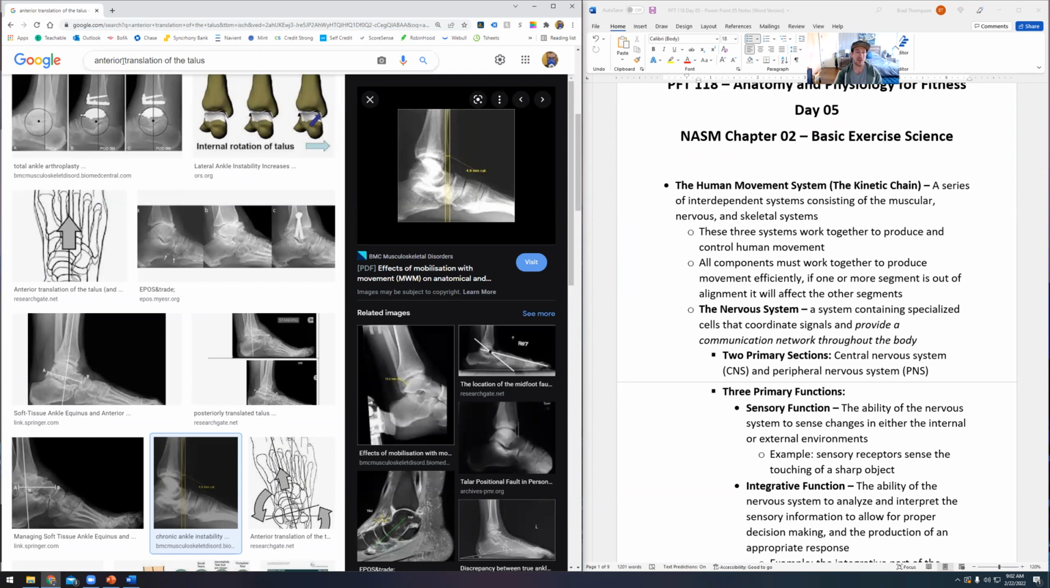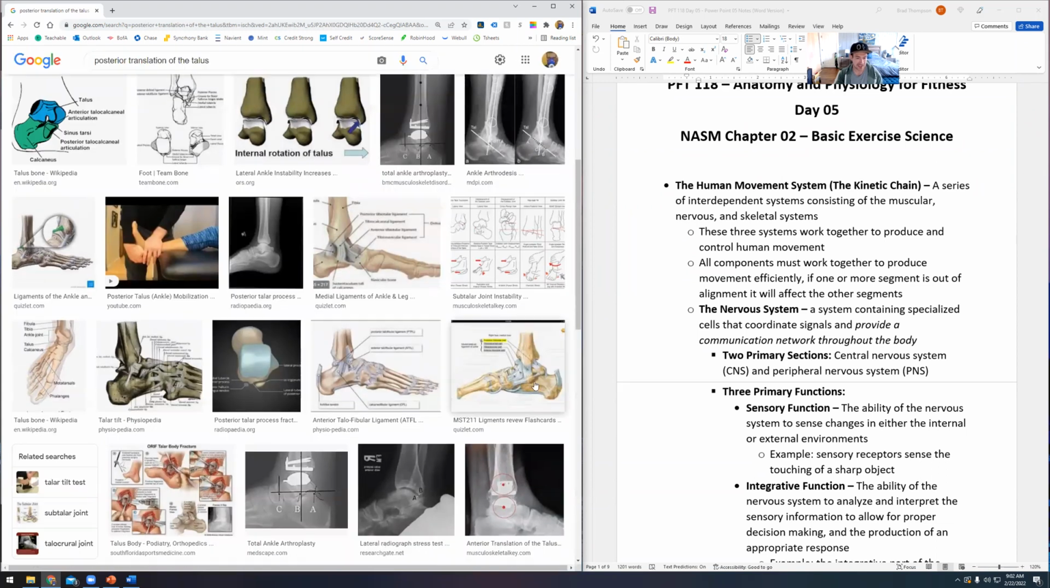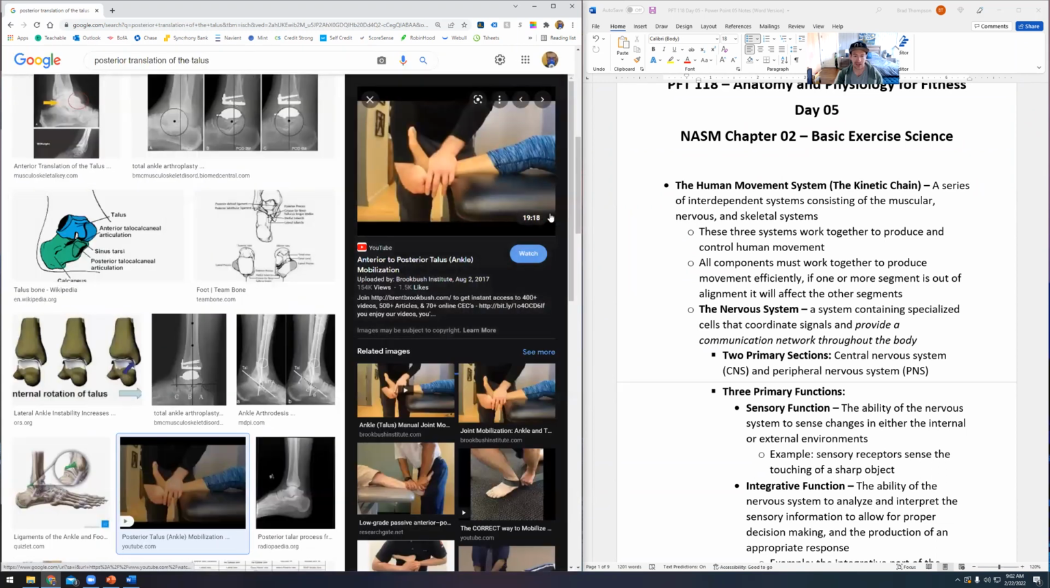And one of the things you can do is a posterior translation of that talus, and you can actually see it here. This is Brent Brookbush, by the way, who, if you want to follow a physical therapist on YouTube, is the guy. What he's doing is a posterior translation. He's literally grabbing her talus with his hand and pulling it straight back, sliding her bone back into optimal alignment. Then she's going to pull her toes back and she won't feel that pinching sensation.